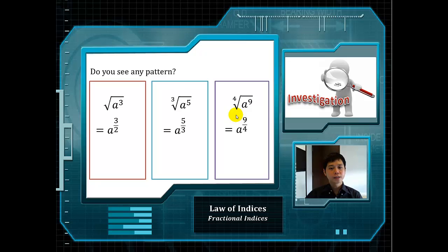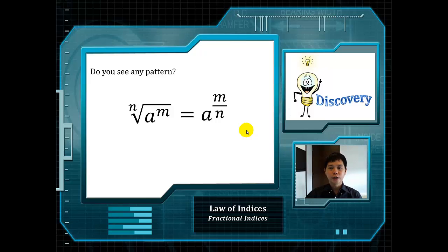We shall now look at all this in table form, and can you see any pattern between the surd form here and the fractional indices? Can you tell that the numerators here are actually the power and the denominators here are actually the roots? We can write it in the general form. The nth root of a to the power of m is equal to a to the power of m over n. And to highlight again, the numerator m is actually the power, the denominator n is actually the root.